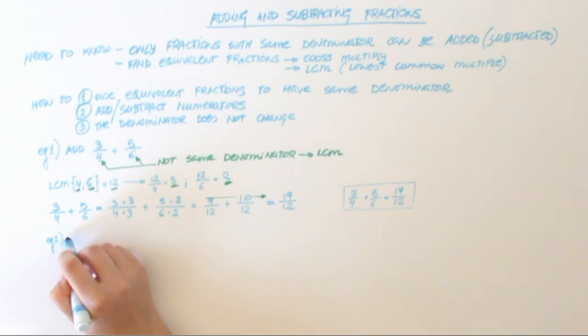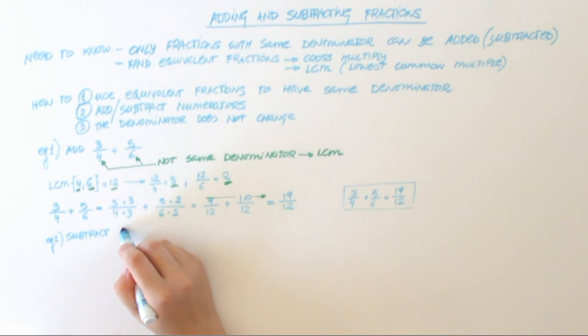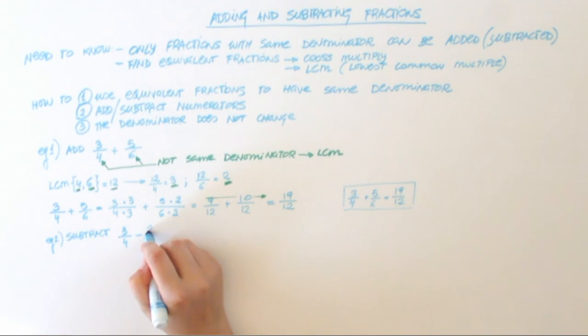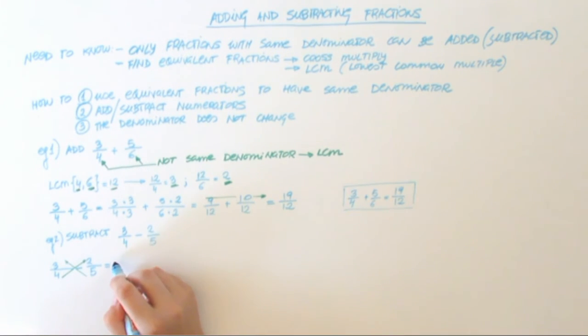Now, if I don't want to be finding the lowest common multiple, I always have the option of cross-multiplying. So in this example, they ask me to subtract 3/4 minus 2/5, and we're in the same situation. I don't have the same denominator. So what I'm going to do is cross-multiply, meaning I multiply the first fraction times 5 and the second fraction times 4.